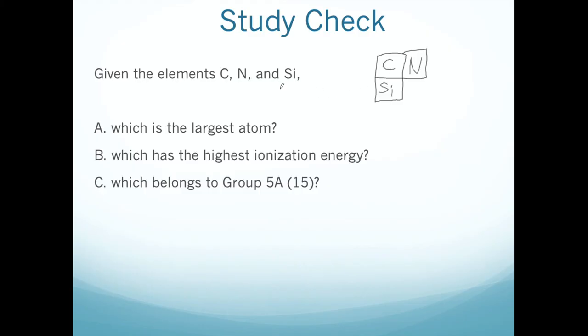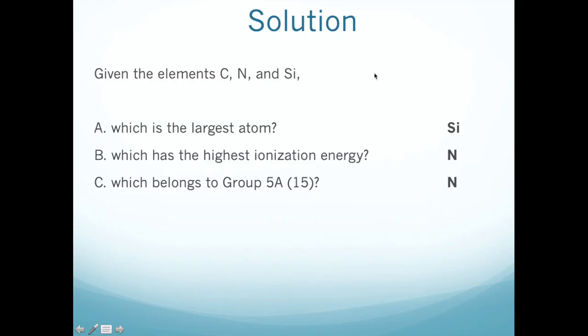Okay, which has the highest ionization energy? So remember, ionization energy has the opposite trend. Smaller atoms have higher ionization energies. And remember, atoms get smaller going to the top right. So in this case, it would be nitrogen. And which one belongs to group 15 or 5A? The only one for that is nitrogen. Carbon and silicon are in group 14.